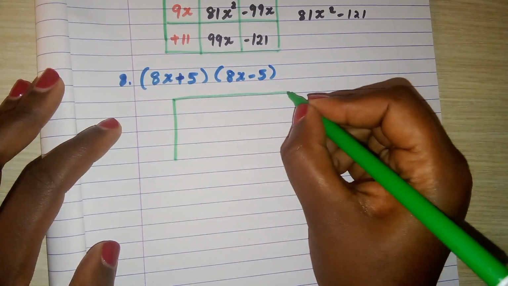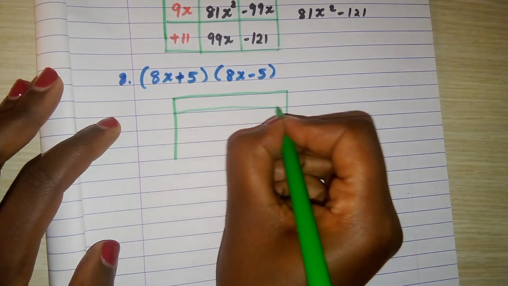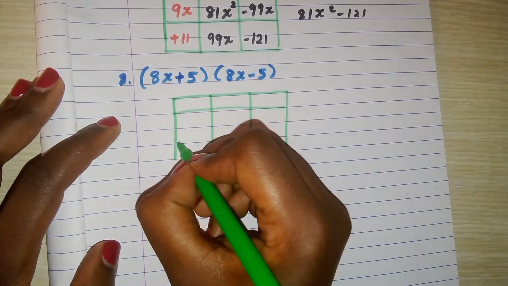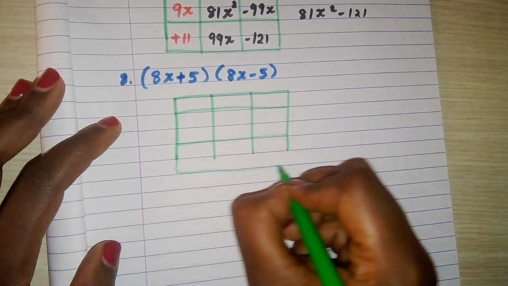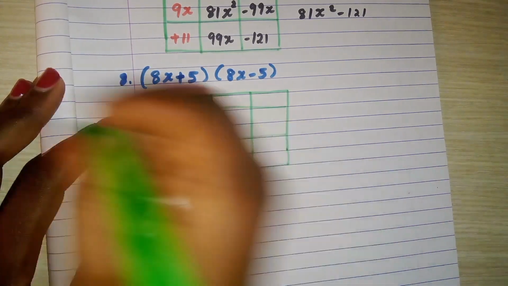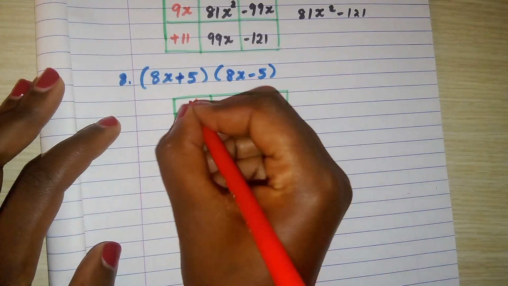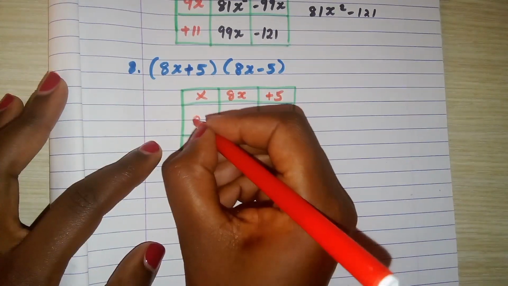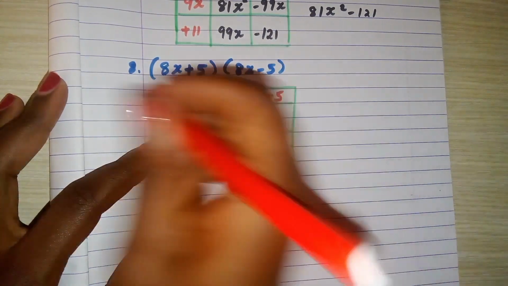So we draw, remember to use a ruler. Don't be like your teacher here doing freehand. Use a ruler. So, okay. So we have 8x positive 5, and then 8x negative 5.